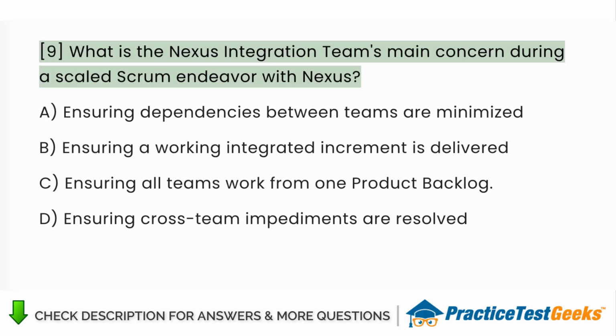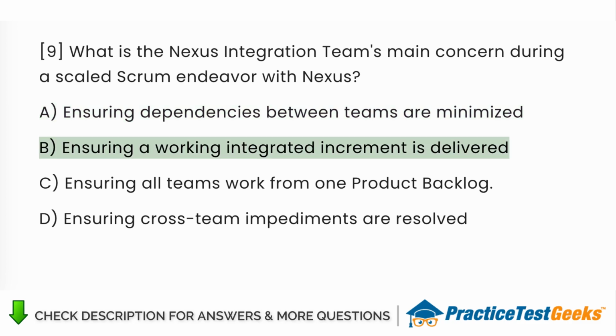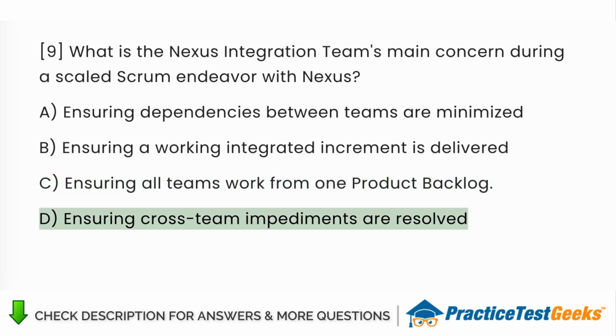What is the Nexus integration team's main concern during a scaled Scrum endeavor with Nexus? A. Ensuring dependencies between teams are minimized. B. Ensuring a working integrated increment is delivered. C. Ensuring all teams work from one product backlog. D. Ensuring cross-team impediments are resolved.